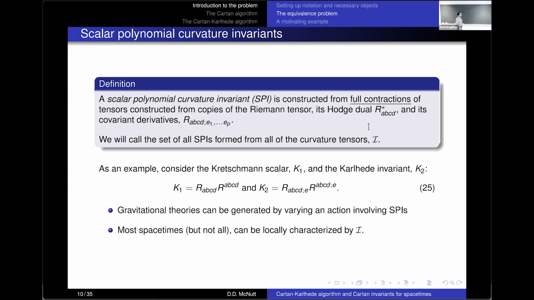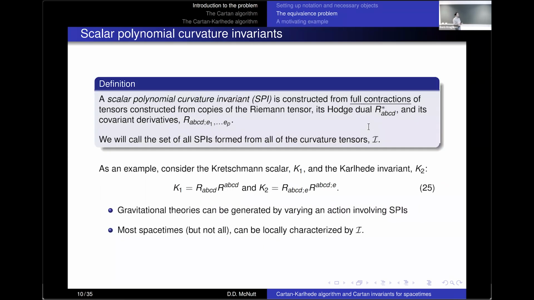And here are two examples. So there's the Kretschmann scalar and the Karlhede invariant. Kretschmann is in terms of only the curvature tensor. Karlhede is in terms of the covariant derivative of the curvature tensor. That's what this notation here with the semicolon indicates. Now, SPIs are nice in relativity and string theory because they can be used to generate any sort of gravity theory you like by making an action that only consists of SPIs. So you can generate string theory, you can generate modified GR, what have you in this way. And previously, people thought that they locally characterized Lorentzian manifolds, or Riemannian manifolds with Lorentzian signature. But they can't. We now know there's quite a few examples where they don't work, and I'm going to talk about one to motivate this.